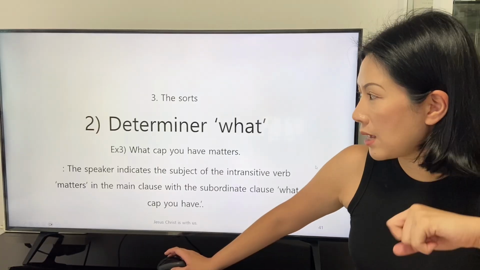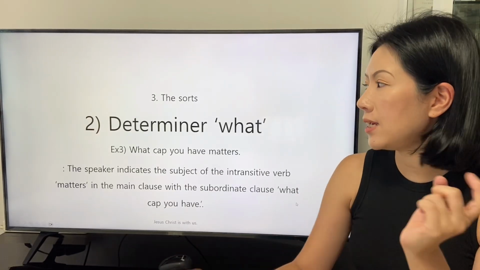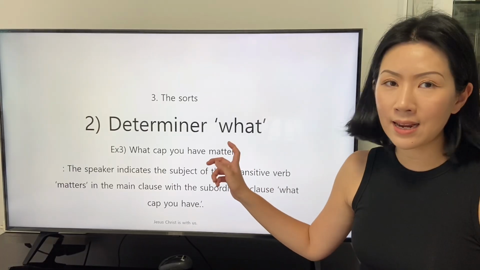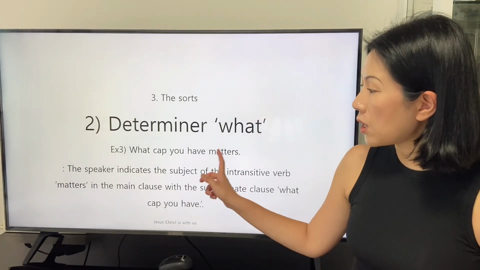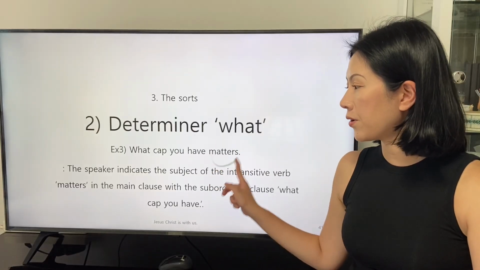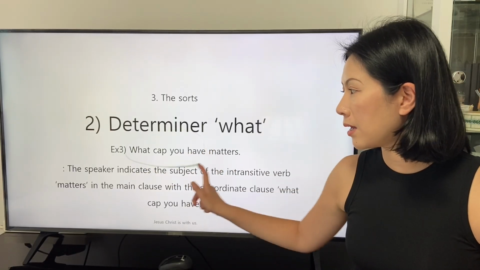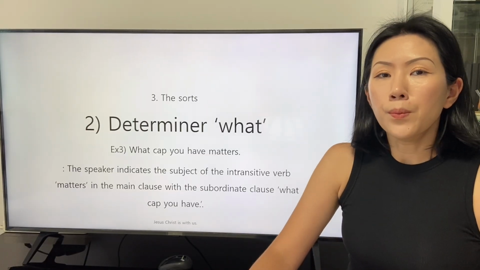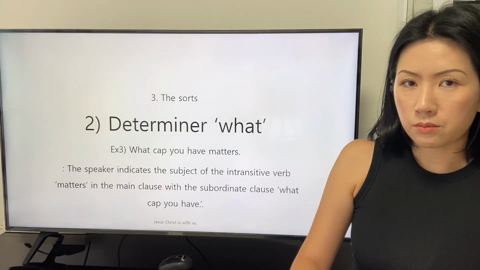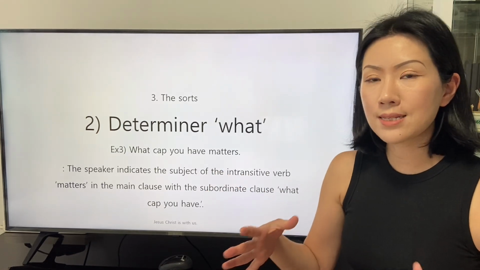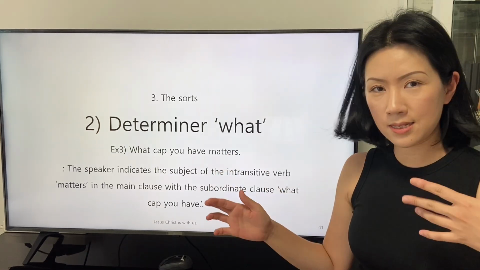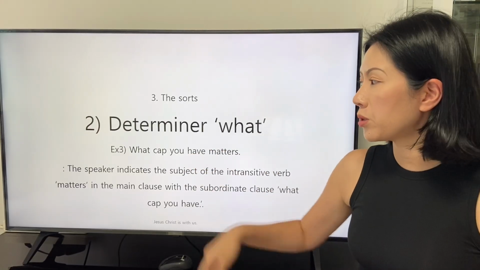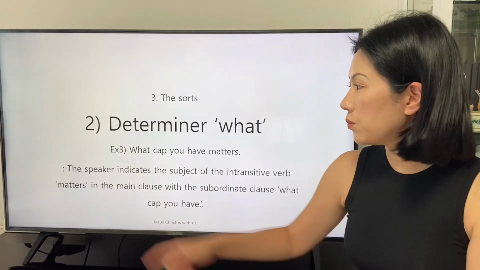The third example that the determiner what is applied is this: what can you have matters. In this sentence, we find that the subject of the intransitive verb matters is indicated by the subordinate clause, what can you have? In other words, we can say that the subject of the main clause is indicated by the subordinate clause. And let's look into the subordinate clause. In the subordinate clause, what can you have?